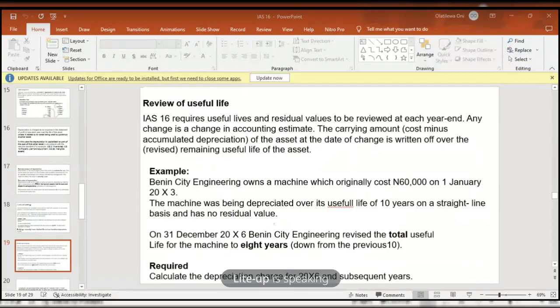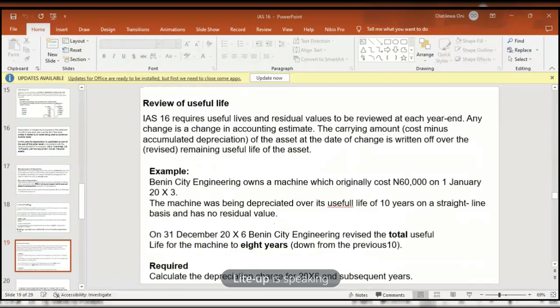Initial estimate. Yes, I think that was the last example I treated in class yesterday, talking about how depreciation must be charged prospectively. If there is a change in the useful life of an asset, the change must be applied prospectively. That's what I tried to illustrate yesterday.